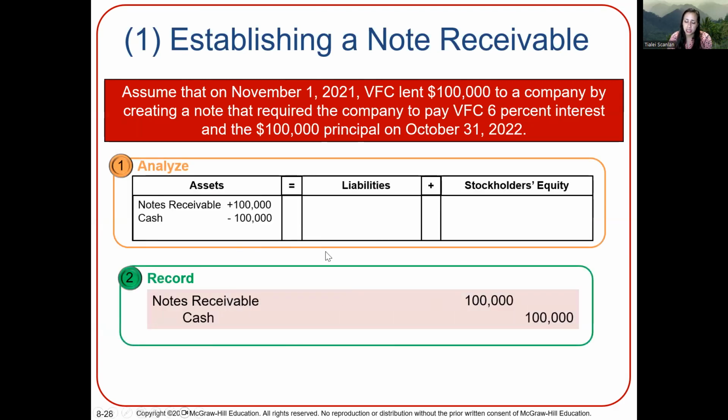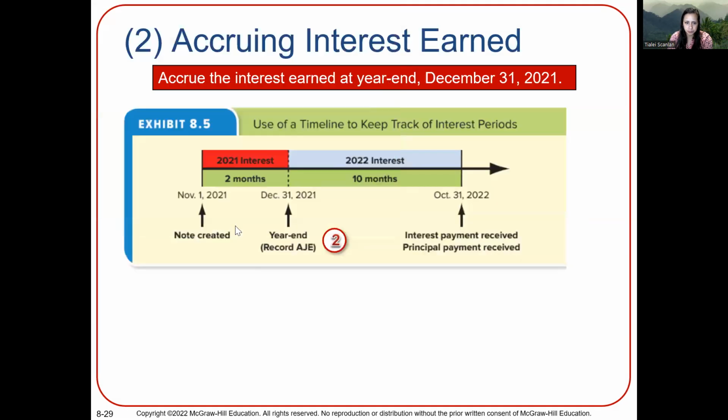So this is our basic entry where we loan out the cash. Our cash is going down and our asset of notes receivable goes up. And so we debit an asset and we credit an asset: the debit of an asset is notes receivable and the credit of an asset is cash. So you can see that right there.